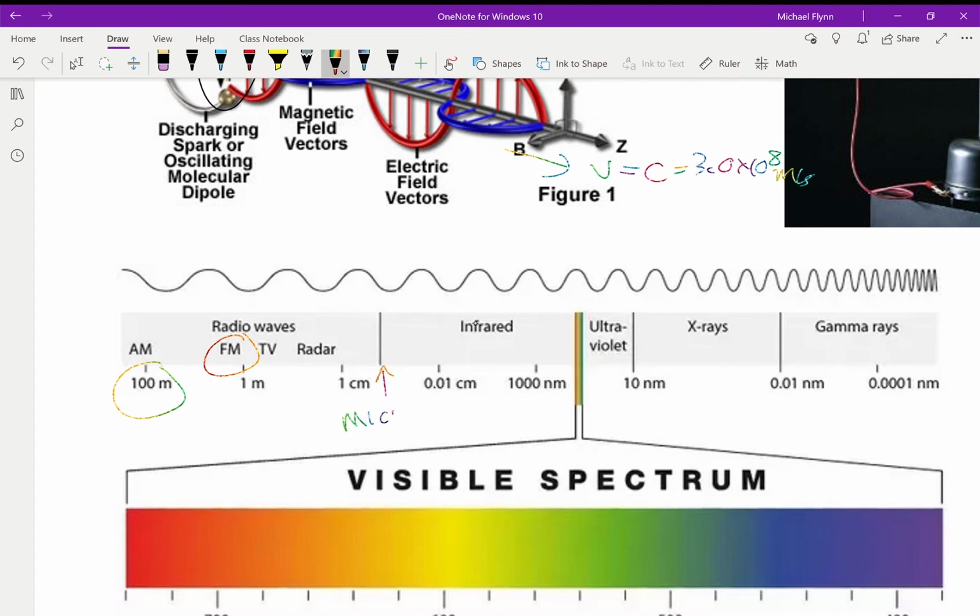Microwave would be in here. Okay, I used to think microwaves would be around 10 to the minus 6 meters, but that's actually more of the infrared spectrum. But you get close with microwaves. Okay, so microwaves are probably in the millimeter range, millimeter down to close to micrometers.